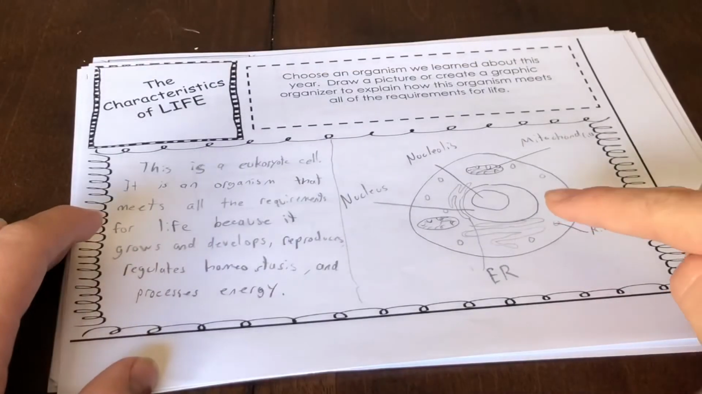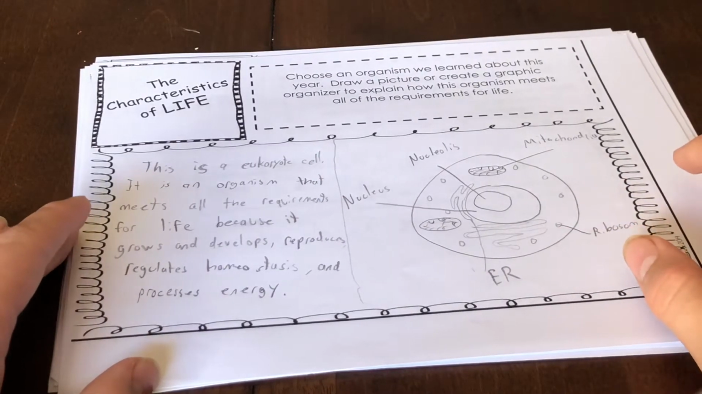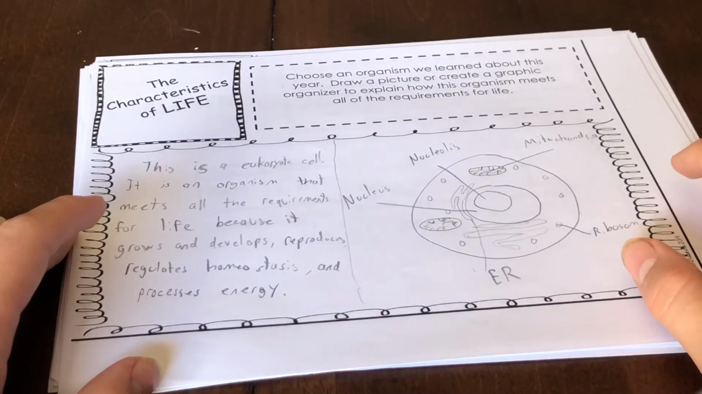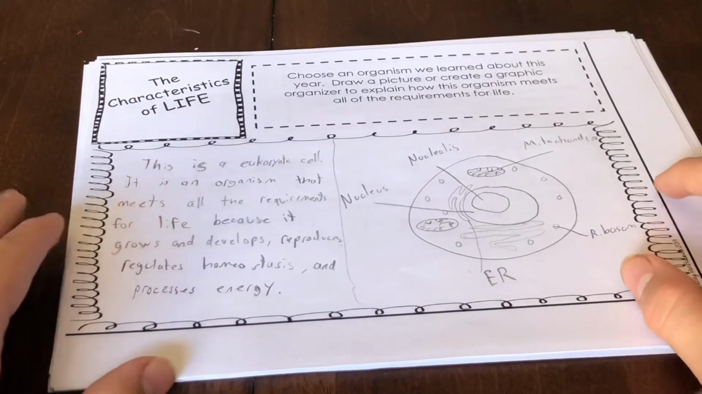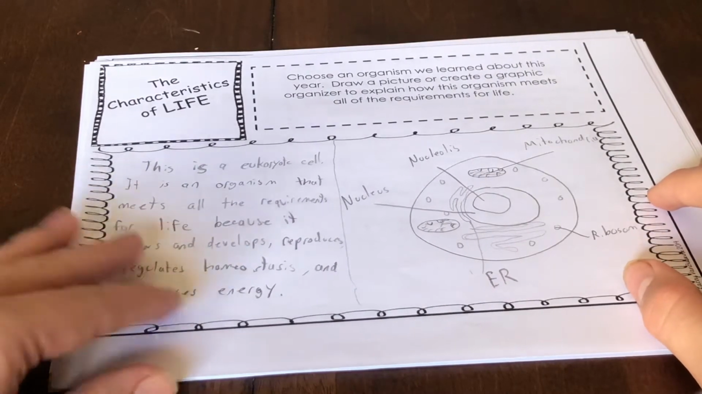This is a eukaryote cell. It is an organism that meets all the requirements for life because it grows and develops, reproduces, regulates homeostasis, and processes energy.